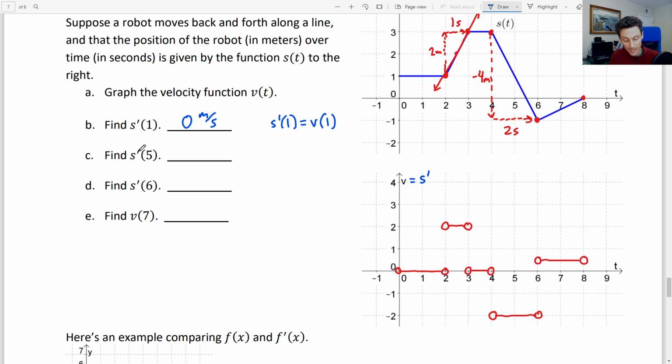What about s prime of 5? If you said -2, that would be correct. Negative 2 meters per second. We're going to make sure we put our units. What about s prime of 6?